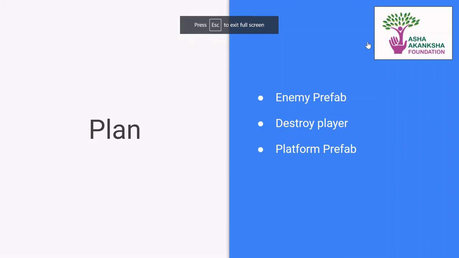So let's review what we did in this video. We learned to make an enemy prefab that moved constantly and changed its direction on collision with another object. We also ensured that the player gets destroyed on collision with the enemy. After that, we created a platform prefab on which the player can climb in order to collect different collectibles.